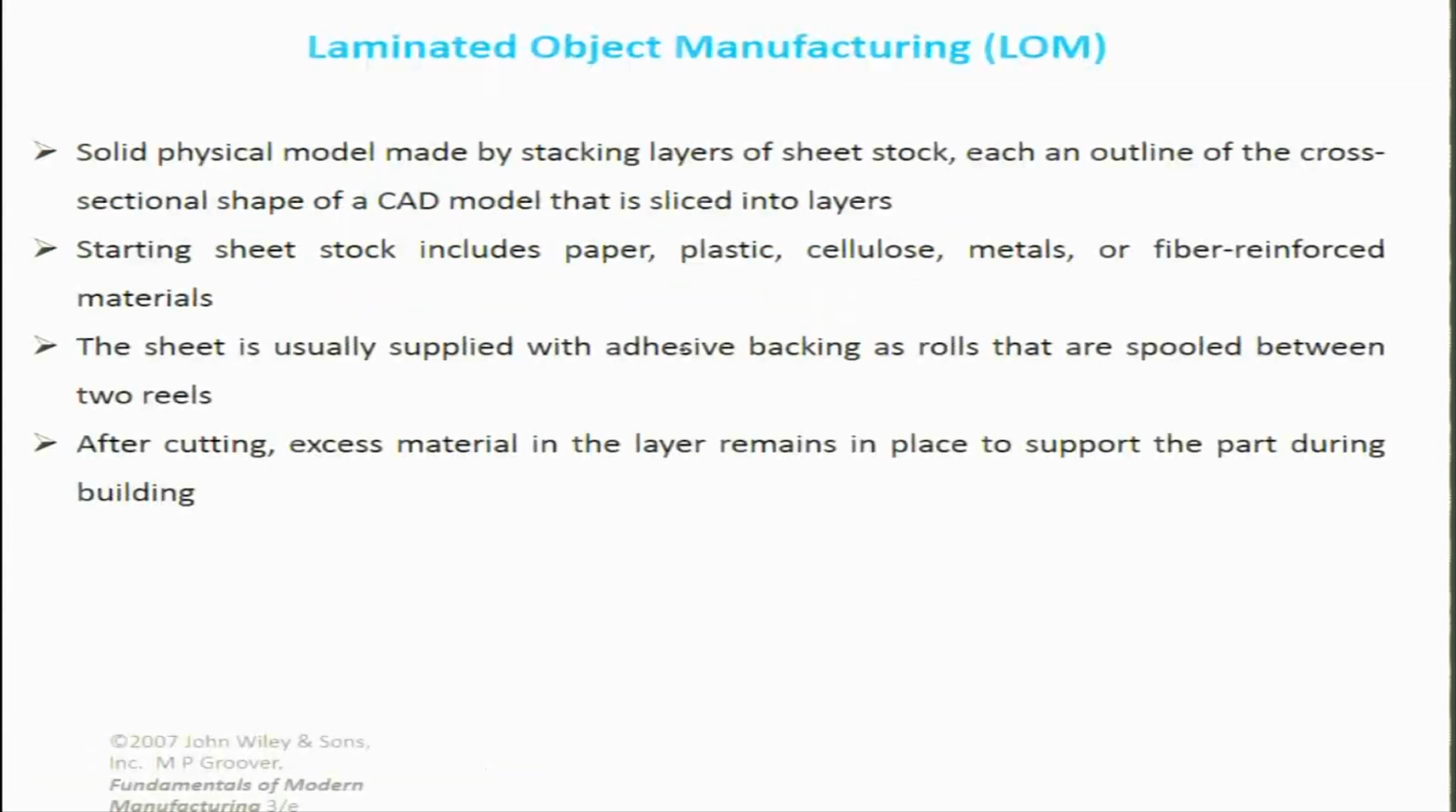So let's look into what the laminated object manufacturing method is. As the name suggests, the object is made out of laminates, and the laminates are further pasted or stuck to each other so that they can build up a part.